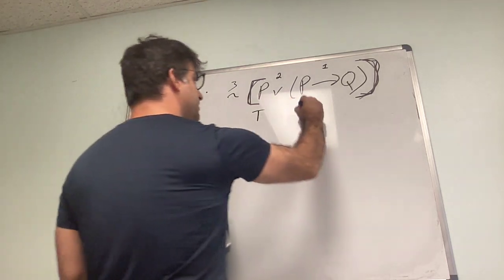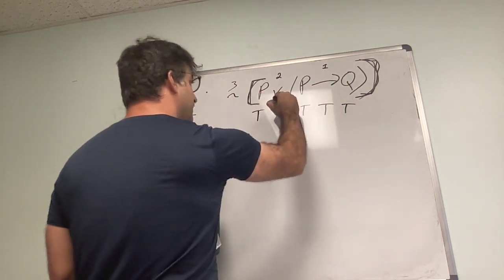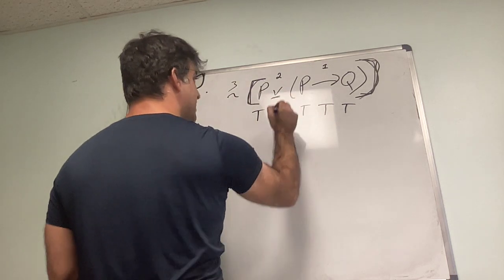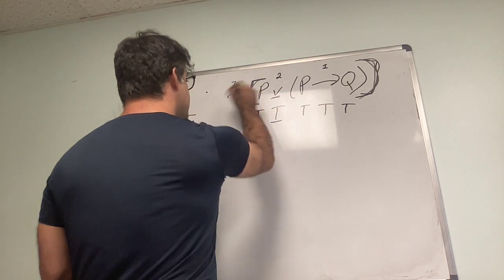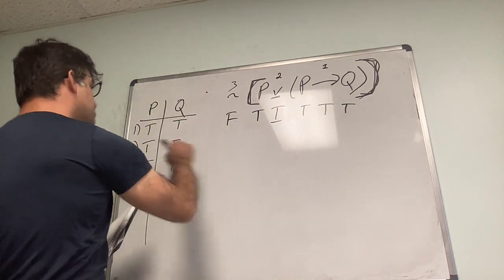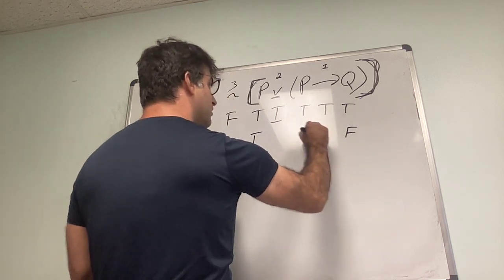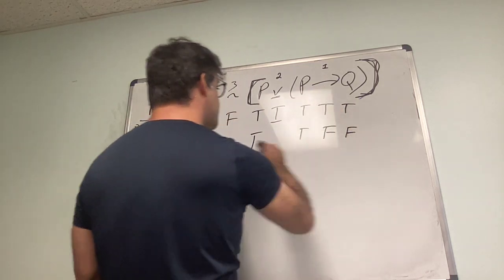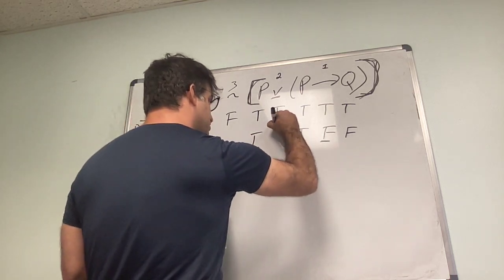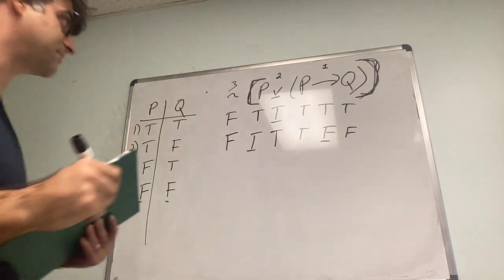P is true, Q is true. P implies Q is true. Both halves are true. We negate this whole statement. Negate this to get F. Okay, how about when P is true, Q is false? We have true arrow false, which is false, but P is true. So we have true or false, which is true. But again, we negate it, and we get a false statement.